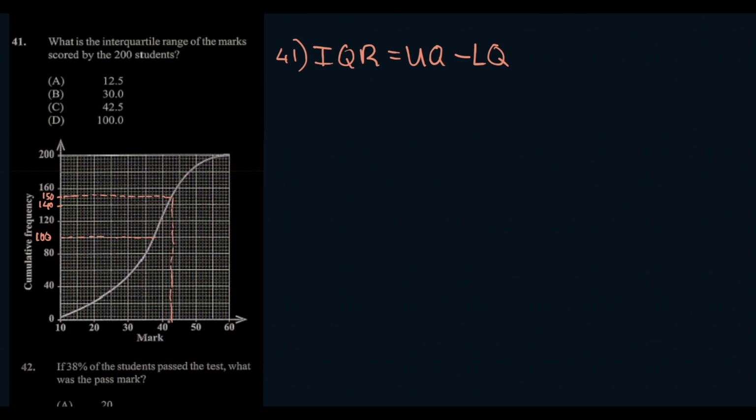Okay, so if I'm looking at that now, I know here's 40, here's 45, and we are halfway between 40 and 45, which would be what? 42.5. Now, we need to find the lower quartile.